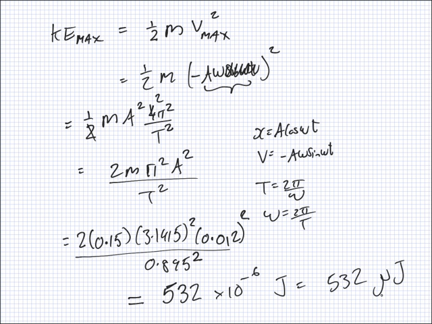Is there any other way you could have done this? The only other way I could think of is that the maximum kinetic energy is also equal to the maximum potential energy. But you don't know what the height of the pendulum is at the start, so you can't do that. I don't think there's any other way to do it. I think it's only this. Do you think you got the right answer?